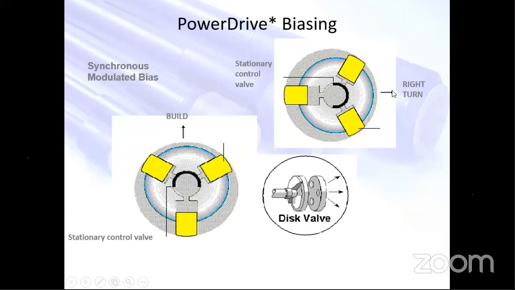On this side, if we are planning to make a right turn, for example, we have three parts, as we can see in yellow. So if you want to go to the right side, we send the command to the rotary steerable system. The stationary control valve will start to deploy this part on this side, so our tool will go to the right side.